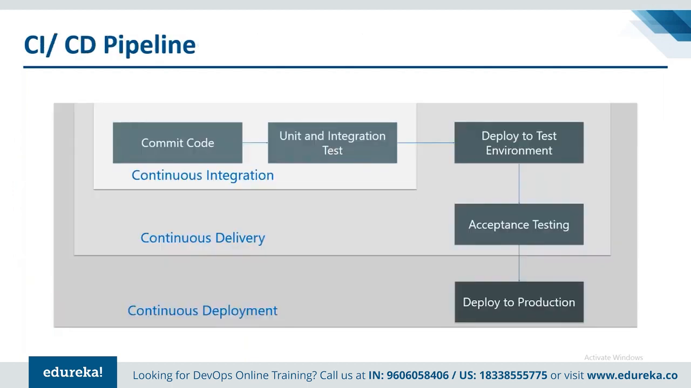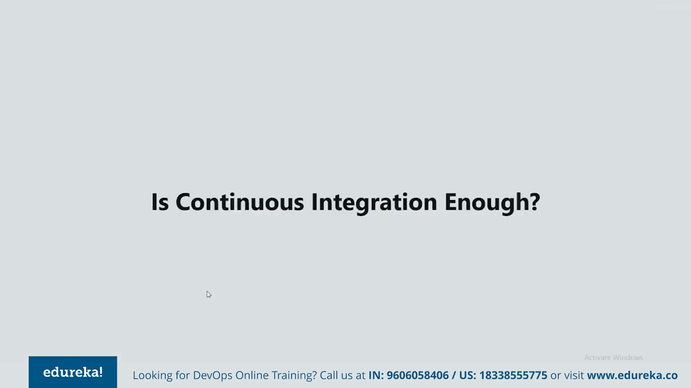Now, in here, what we have discussed: we have the code committed, then we perform the unit testing on top of it. When we deploy it to the test environment, it is a part of continuous integration. When we perform the acceptance testing, then it is continuous delivery. And once we deploy the entire application into the production server, then it is a part of continuous deployment altogether. All right. So is continuous integration enough?